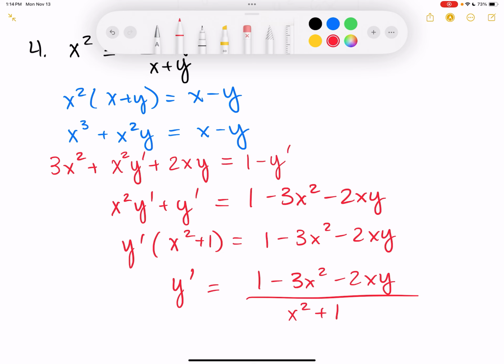Is that simplified form? That's where I would leave it.